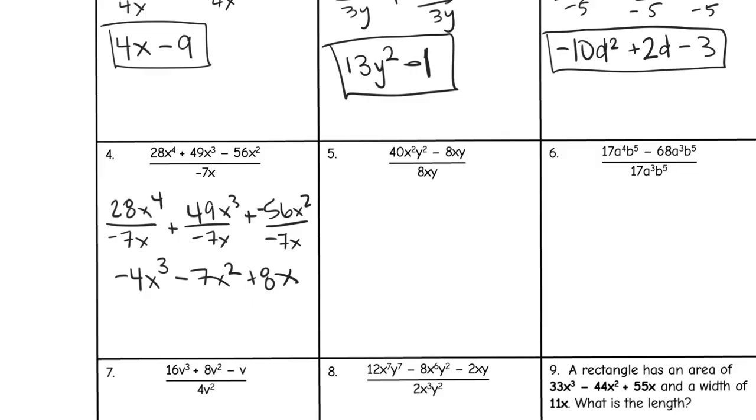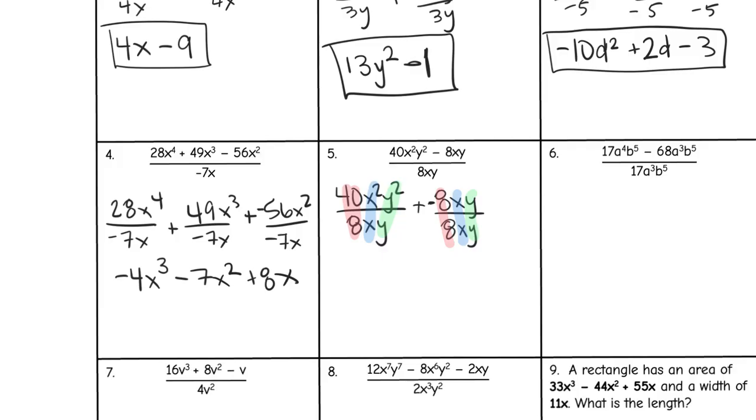All right, number 5. That will give me 40x squared y squared divided by 8xy, plus negative 8xy divided by 8xy. Okay, this looks more complicated, but we're just going to take it one variable at a time. So I'm going to divide the constants first, I'll divide the x's, and then I'll divide the y's. So again, we'll start with constants, then we'll divide x's, then we'll divide y's.